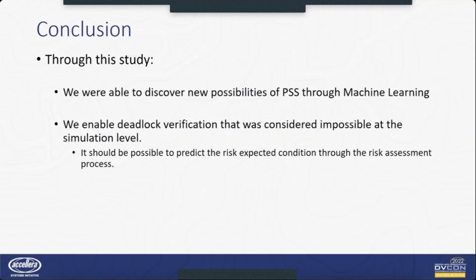However, there are still areas for improvement. For deadlock verification in pre-silicon, it must be possible to predict the least expected conditions. For this, it is necessary to apply the same process as the risk assessment defined in ISO 26262, an automotive functional safety standard, to the general DV process.